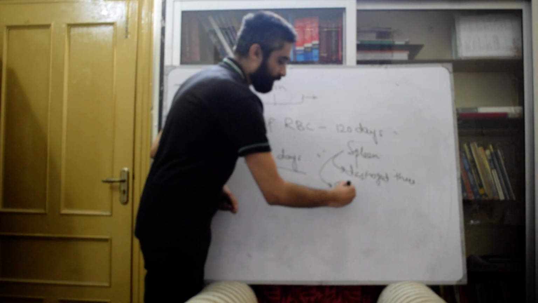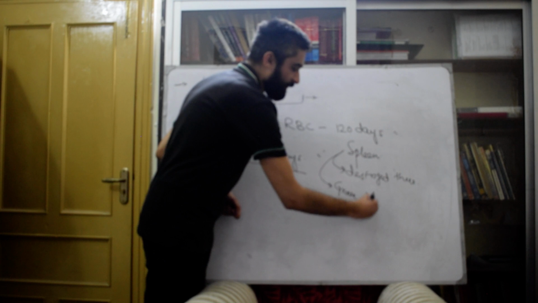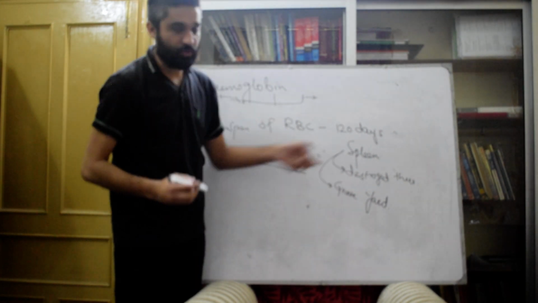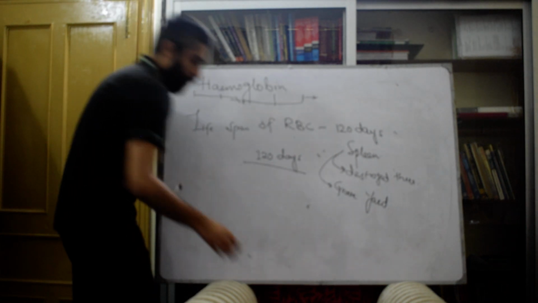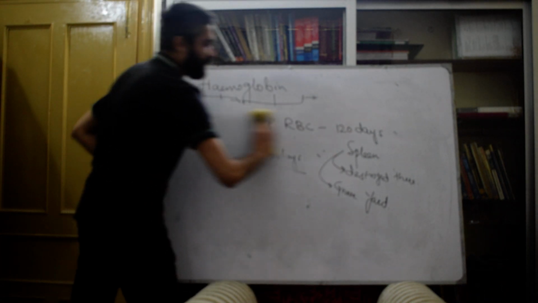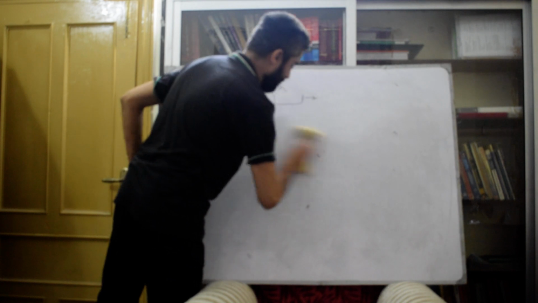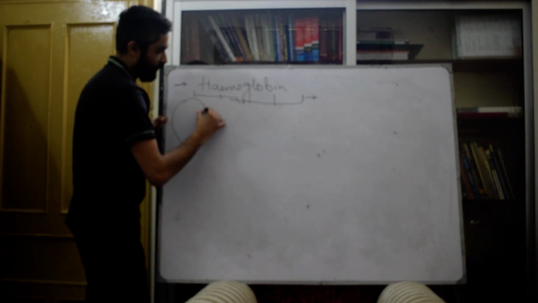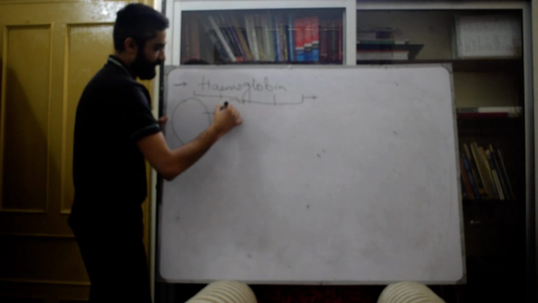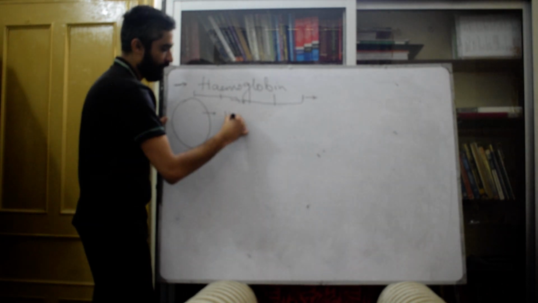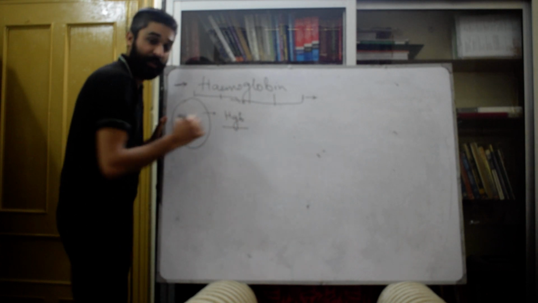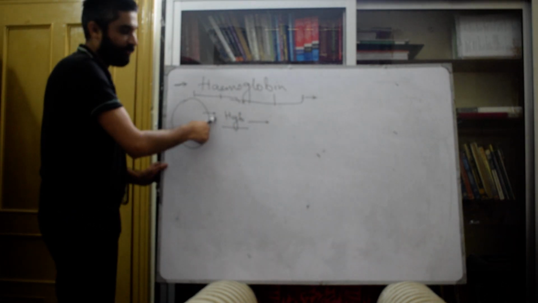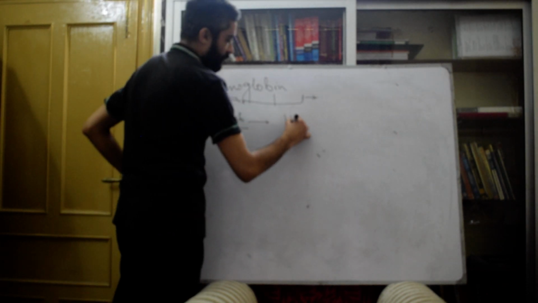Why is it called a graveyard? Because the destruction is taking place there. Whenever the RBC goes there and is destroyed, the molecule of hemoglobin will be liberated. What is the fate of this molecule of hemoglobin? Heme will be separated and globin will be separated.